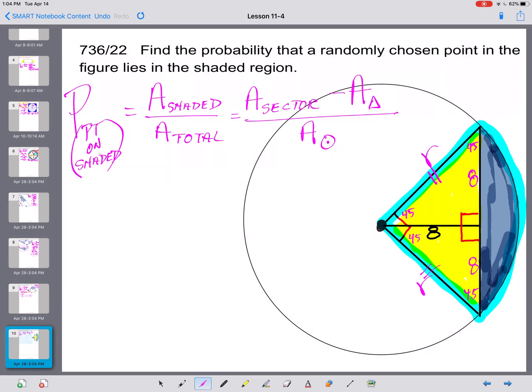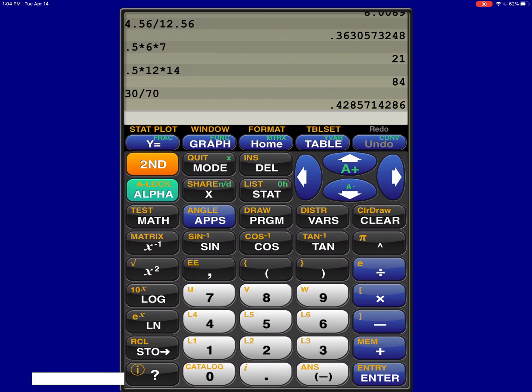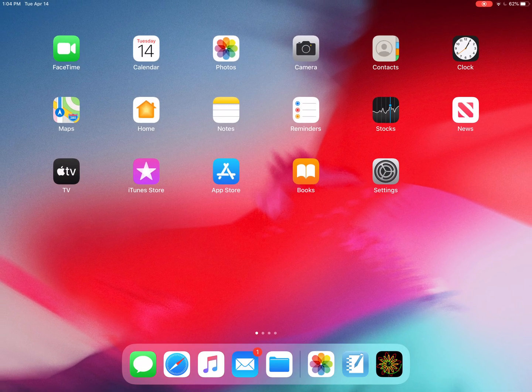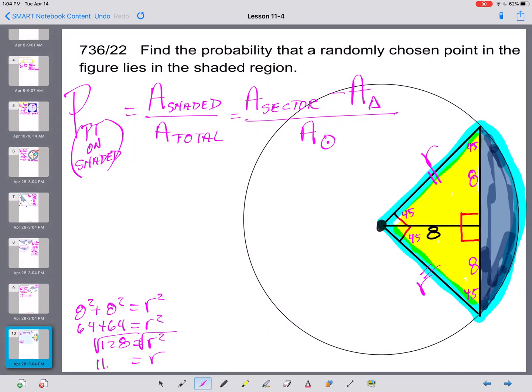So let's get the radius. Let's do the Pythagorean theorem. 8 squared plus 8 squared equals r squared. 64 plus 64 equals r squared. 128 equals r squared. Let's take the root of 128. Okay, here we go. The square root of 128. Nice, 11.31. Okay, I think we're ready.